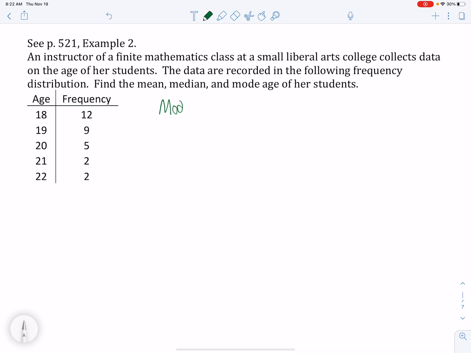Mode is the easiest one. The mode age is going to be the age that has the highest frequency. We can see pretty clearly that the highest frequency is right there at 12. I'm going to need to move this over. I'm going to need that space in a moment. So the highest frequency is clearly there at age 18. So 18 is the mode.